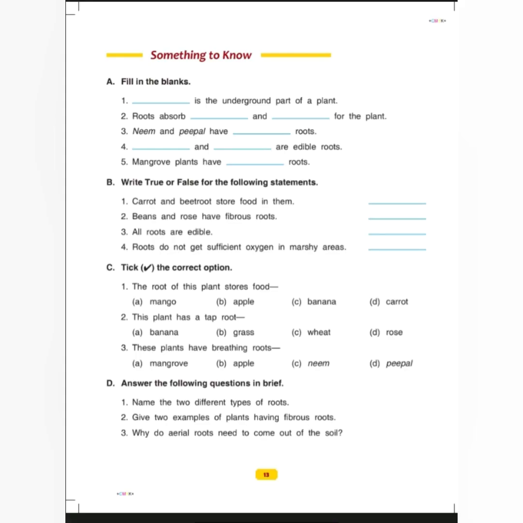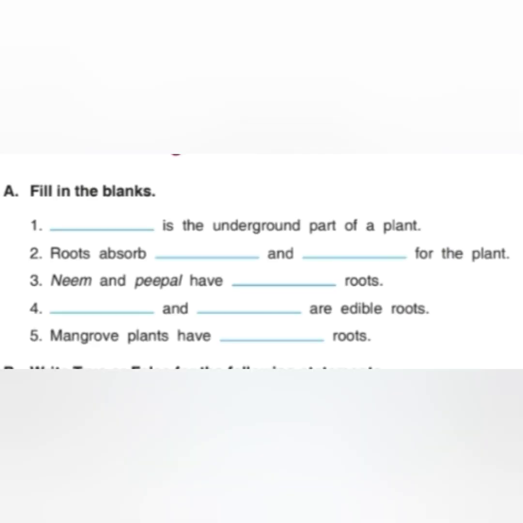Now we will do fill in the blanks. First fill up is dash is the underground part of a plant. What is the underground part of the plant? Yes, it is roots. Root is the underground part of a plant. Next is roots absorb dash and dash for the plant. Root absorbs water and mineral for the plant.